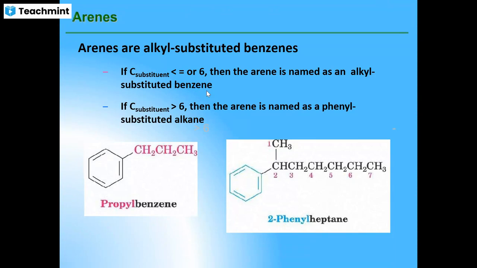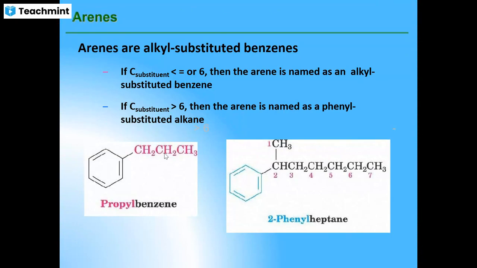Keep in mind everyone, in this case, if the carbon substituent is less than or equal to 6, then the arene is named as alkyl substituted benzene. Suppose whatever substituents are present on the carbon atom, if they are less than or equal to 6, then we have to give the name alkyl substituted benzene, meaning that the alkyl group is a substituent on benzene.